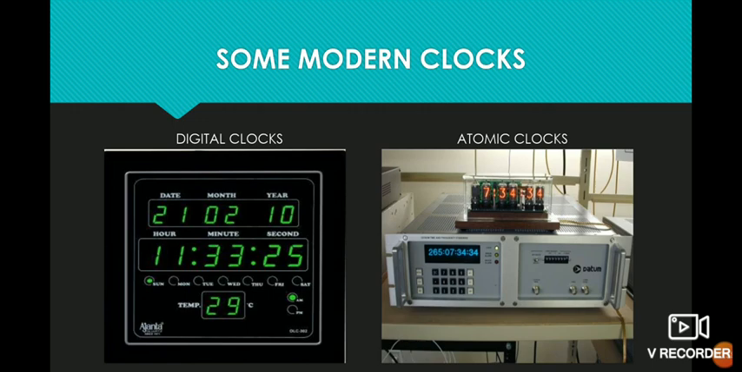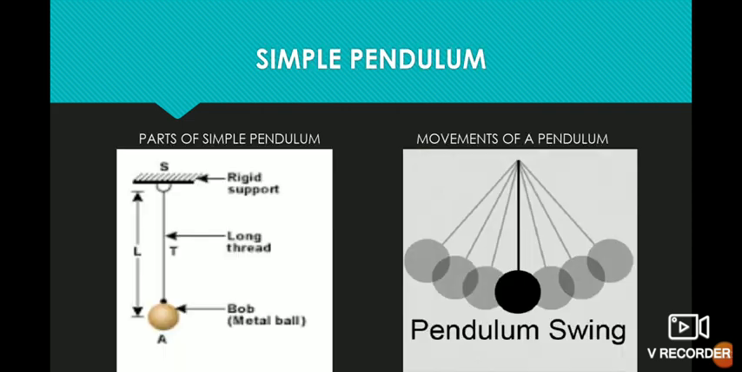On the right hand side, on the other hand, is the most advanced clock, which is the atomic clock. They're so accurate that they do not even lag for a few seconds, even in thousands of years. Okay, so these are kept in laboratories. There are very few in number, and they're very costly clocks. And these are one of the most accurate clocks.